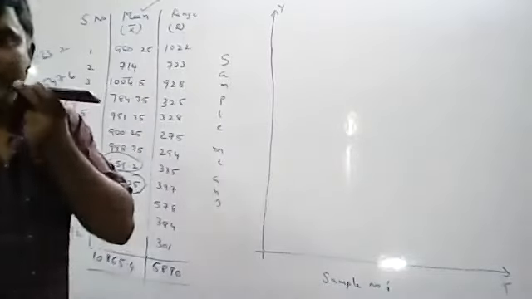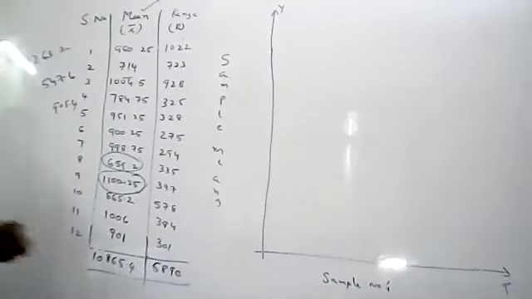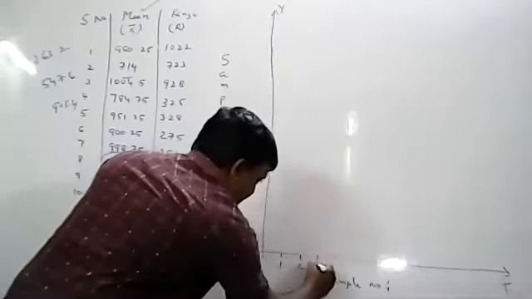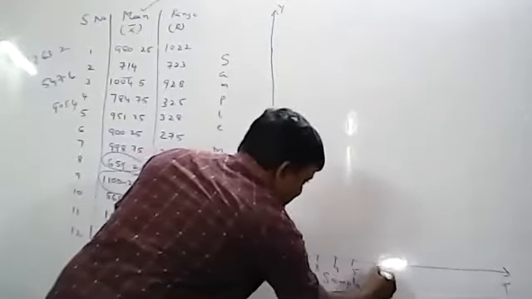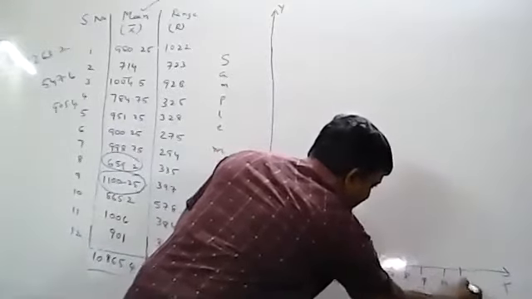Now identify how many sample numbers are given to you. How many sample numbers are given? 1 to 12. 1 to 12 sample numbers are given. So 1, 2, 3, 4, 5, 6, 7, 8, 9, 10, 11, 12.